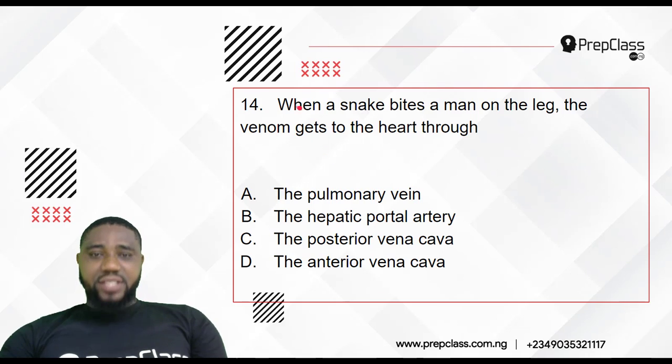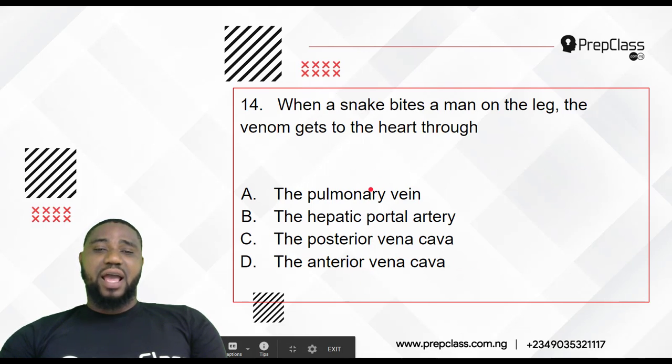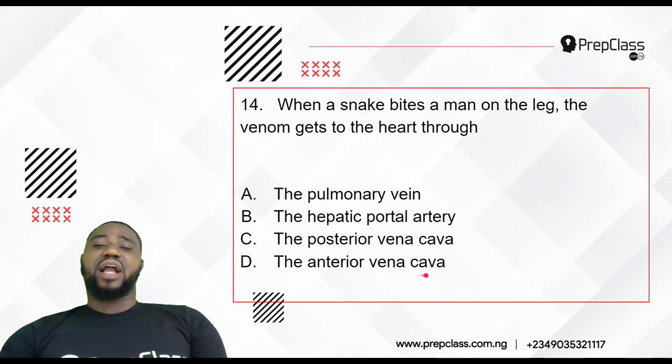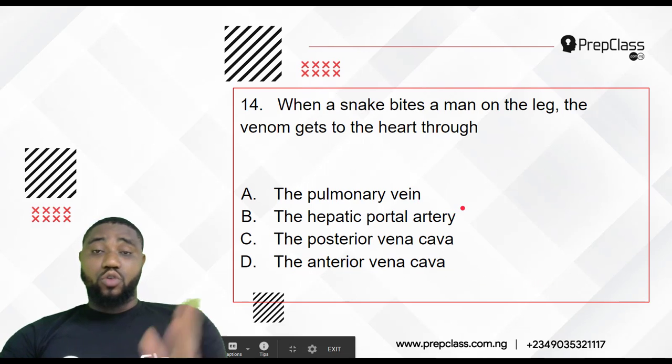14. When a snake bites a man on the leg, the venom gets to the heart through, is it the pulmonary vein? Is it the hepatic portal artery? Is it the posterior vena cava? Is it the anterior vena cava? Now you need to know what all these blood vessels are, and possibly where they can be located in the body.